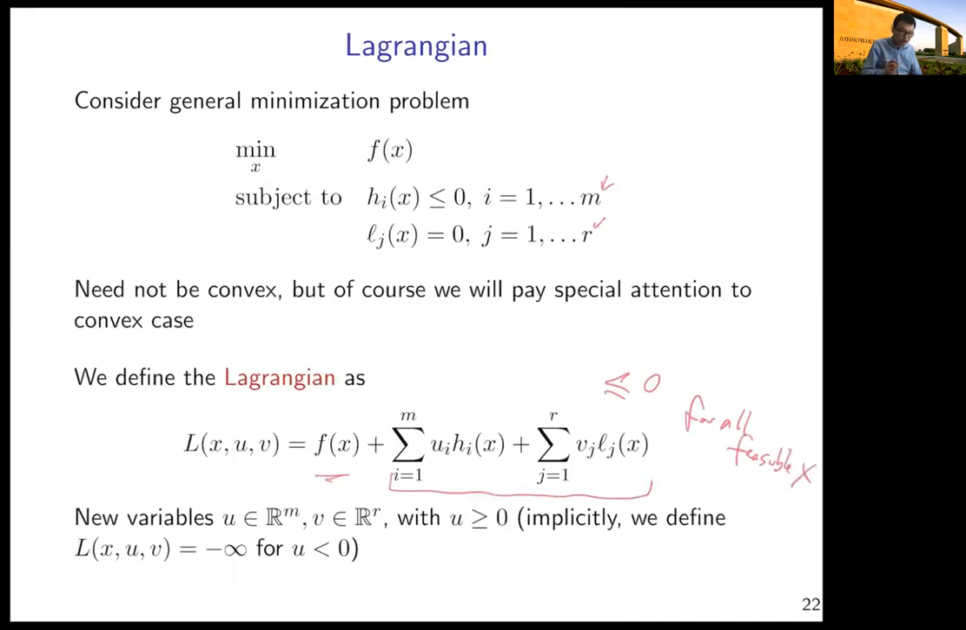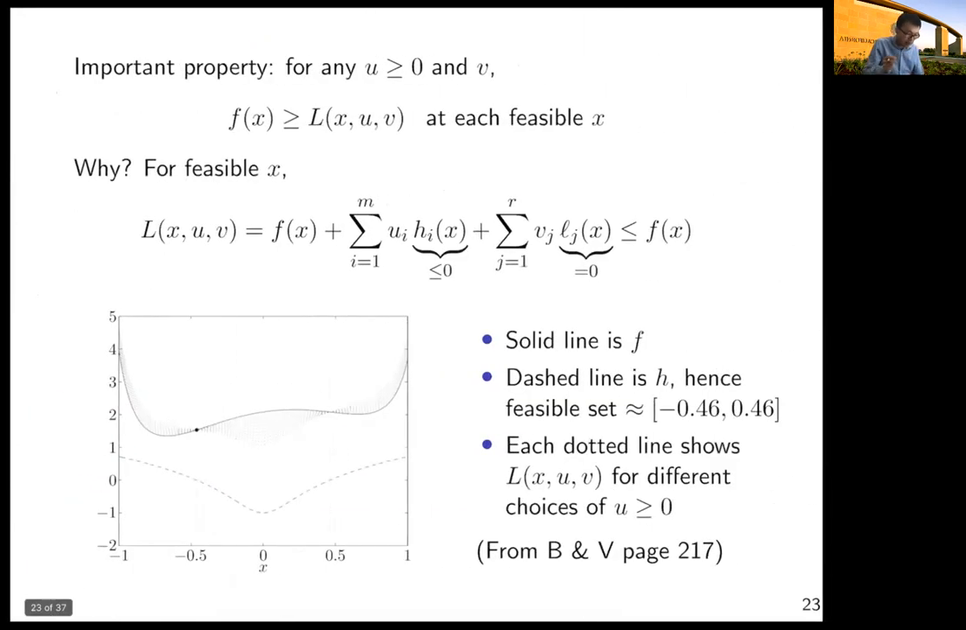Okay, and for all the feasible x, since we know that h_j(x) is non-positive and l_j is 0, we don't have to place any restrictions on this v_j. Provided that we ensure that this u is non-negative, this becomes a valid lower bound of the objective function value f of x at any feasible x.